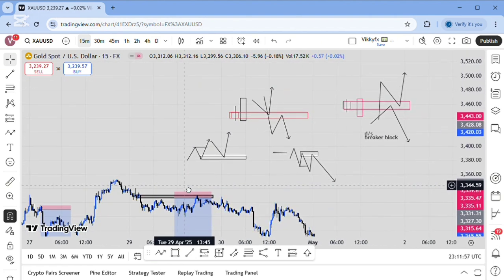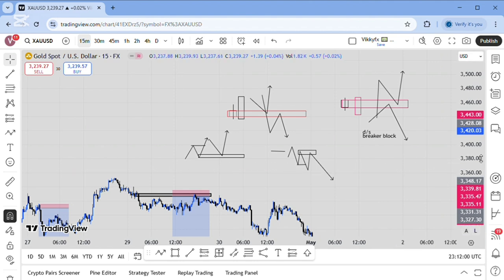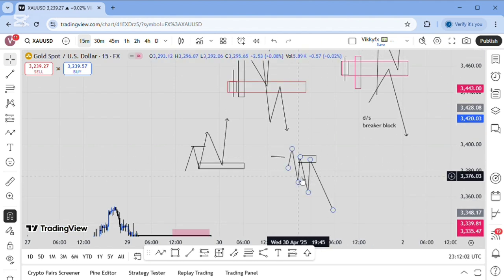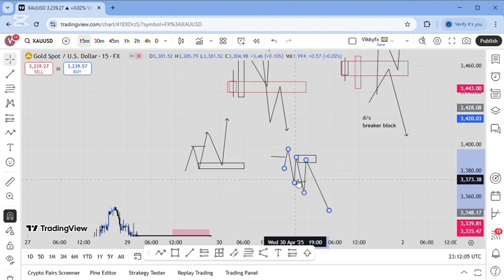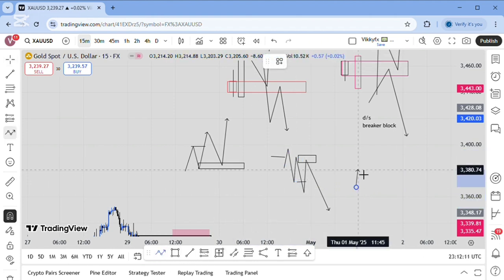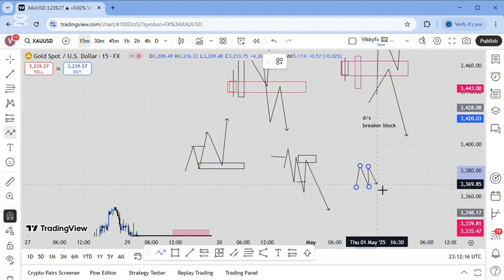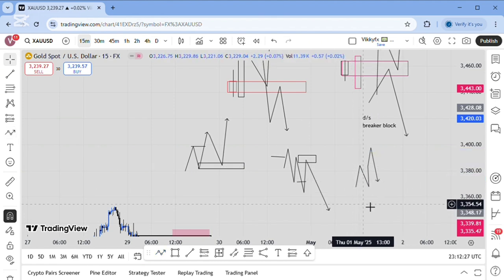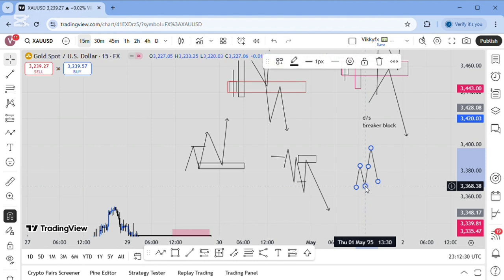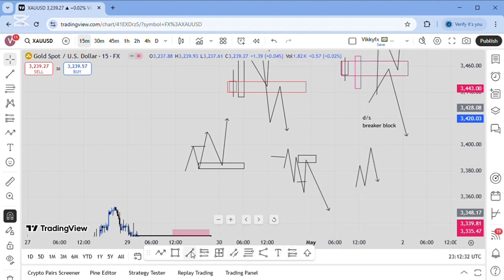Remember, before you draw your demand or your supply zone, there must be a break of structure. You can't do something like this: market went up, came down here, went up, came down, then you mark here as your demand zone. It's invalid. You understand? It has to break the high. It must have a break of structure before you can call it a valid zone.